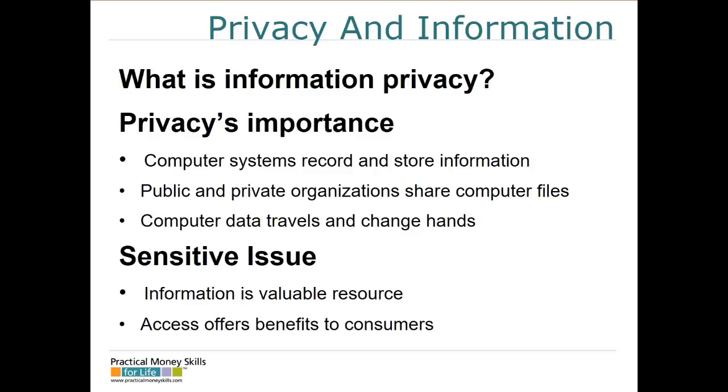It is privacy that involves the rights of individuals in relation to information about them that is circulating in society. Why is it important? Computer systems record and store a lot of information about us and our consumer activities. Public and private organizations can share our computer files. For example, the IRS can access financial data about you from your bank. Computer data can travel and change hands in just a few seconds. Because of these factors, accurate data is paramount, as well as security.